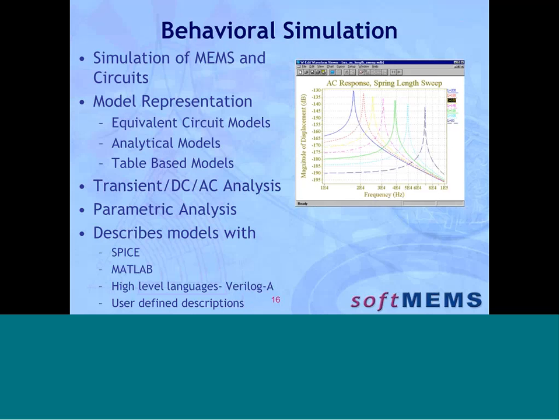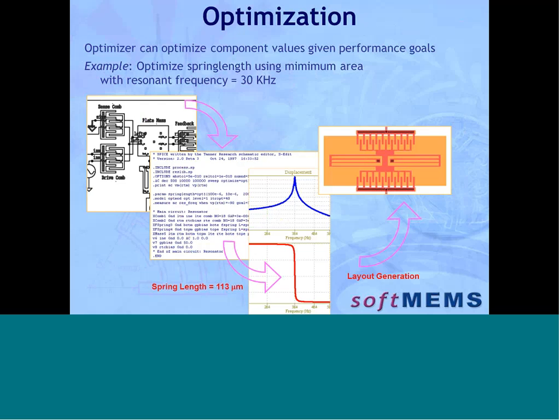In order to be able to simulate all of the types of analyses that we'd like to do in the electronics world, we have to create models for the MEMS that are usable in transient, DC, and AC analysis. We also support parametric analysis, and we describe our models with a variety of languages. So we can output our models in SPICE, in MATLAB, and in high-level languages like Verilog-A. You can also create your own user-defined descriptions if you like. And this will allow you then to do things like optimization.